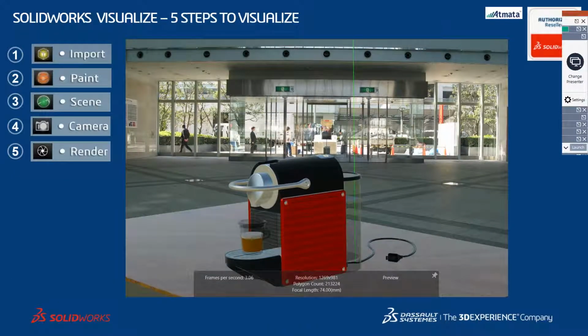So how do I start? This demonstration, this webinar, is also for you to get started, not just for seeing the capabilities. We are going to see 5 basic steps to start with SolidWorks Visualize. First, you import your CAD model. You apply some paint onto it, and then you put it into a scene. You create your scene, capture your camera views, and then you render this model.